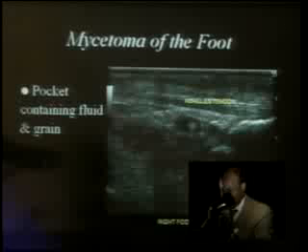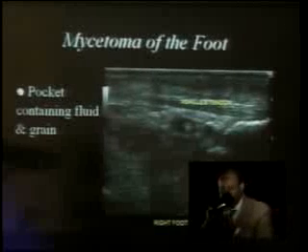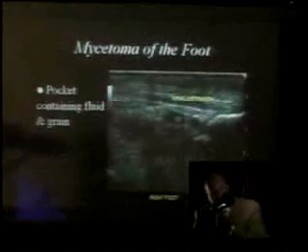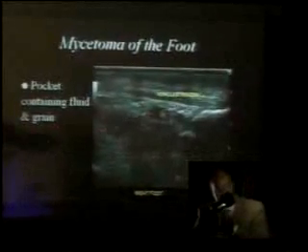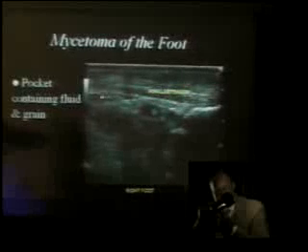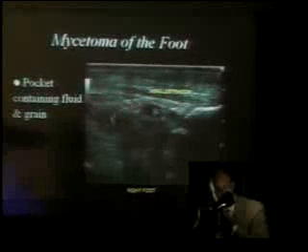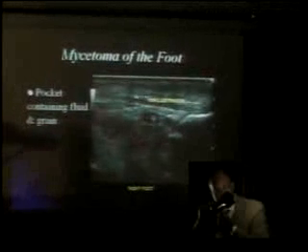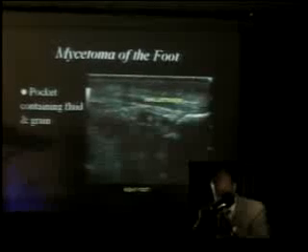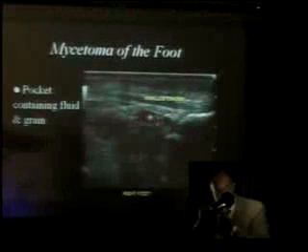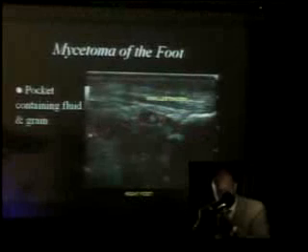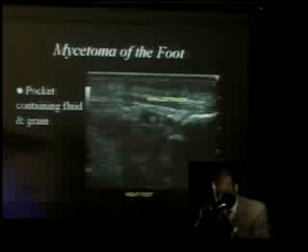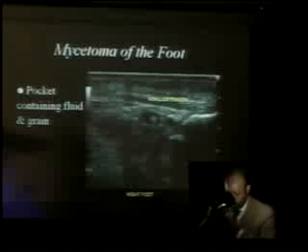This is the general appearance of mycetoma. Here we have a mycetoma pocket, and this is a grain, and this is the Achilles tendon. So this was found in the pre-Achilles bursa. This is a bursa, and it is deep to the Achilles tendon. You can see here the grain, the black one, surrounded by a small amount of fluid. Another pocket here, and you can see the grain here, hyperreflective and well-defined.